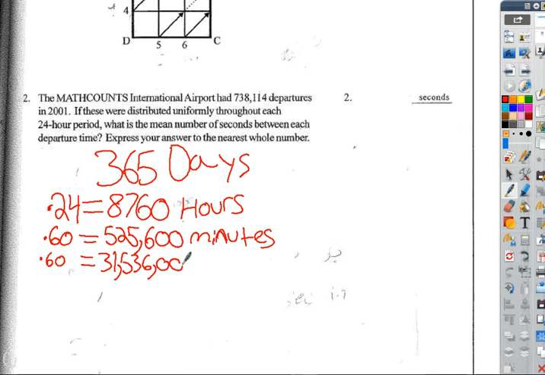Okay, so after that, we know that it's going to be a ratio problem, so we need to make a ratio of 31,536,000 to 738,114.